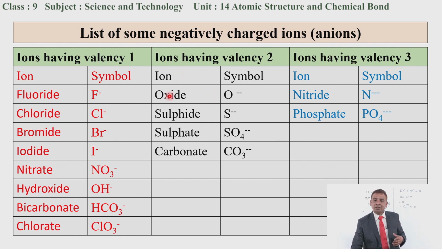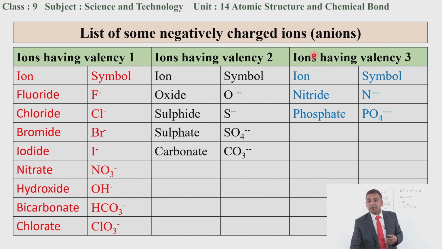Likewise, in the list of ions, some have two valences, like oxides. When the atom of oxygen gains 2 electrons while combining with other atoms, it shows the valency 2. Likewise, sulfide, sulfate, and carbonate have the valency 2.